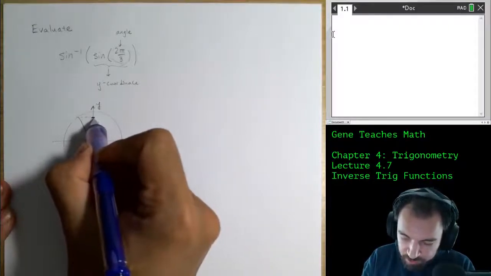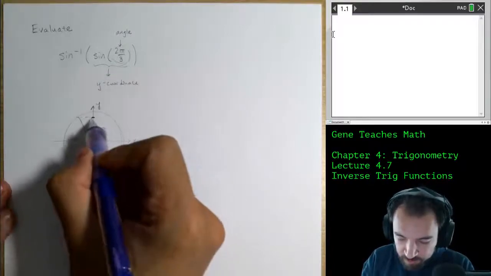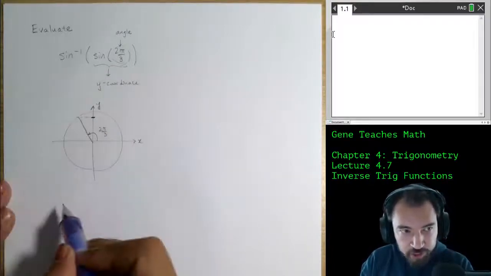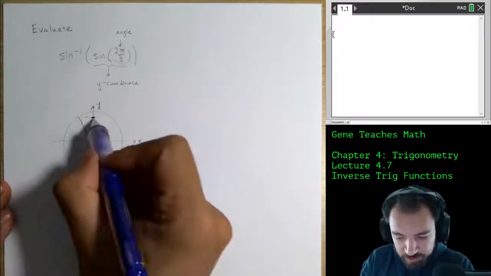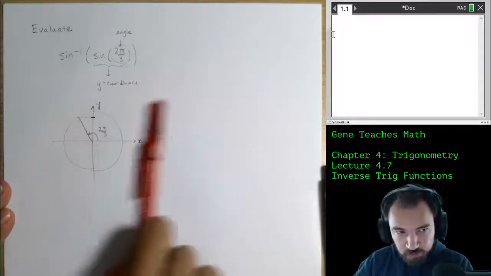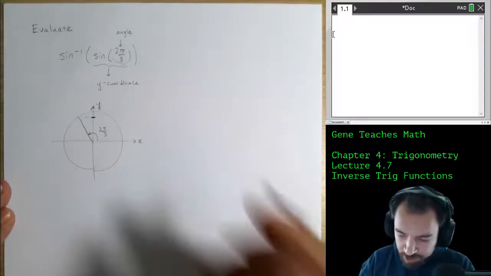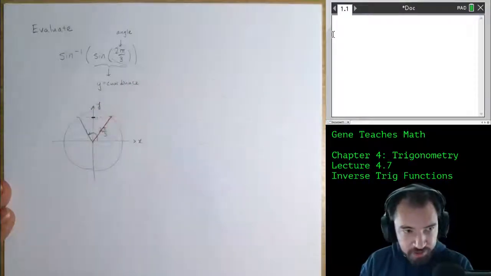Because what I know is I need to sine inverse of this specific y-coordinate, which means I have to go and find an angle that has this y-coordinate, but my angle has to be in the right half of the unit circle, which actually means I need to take this angle.